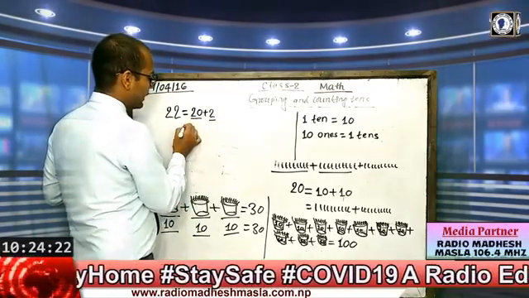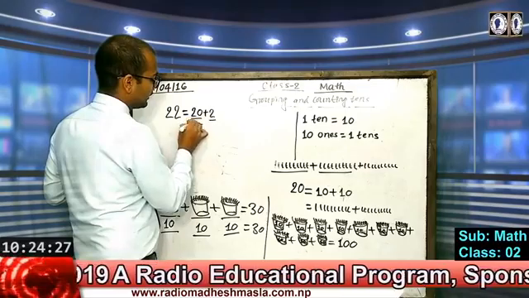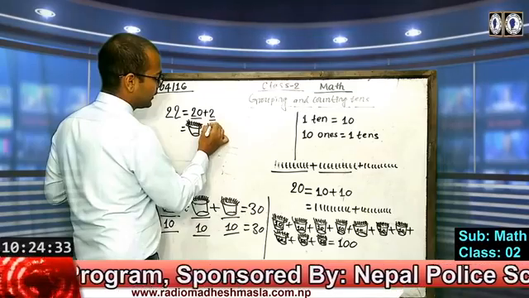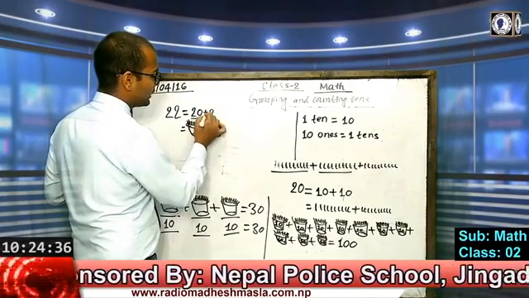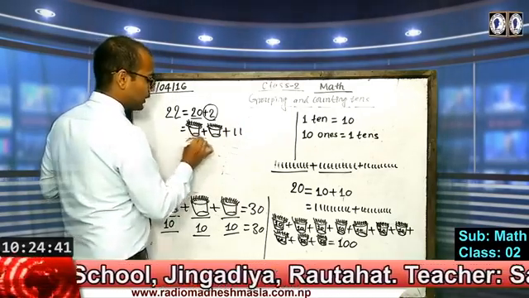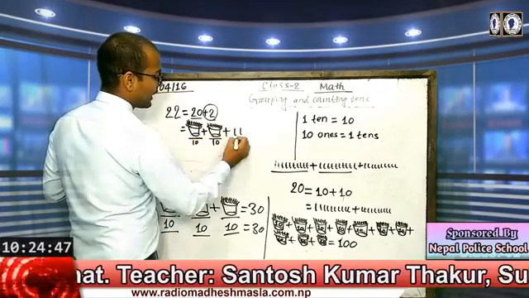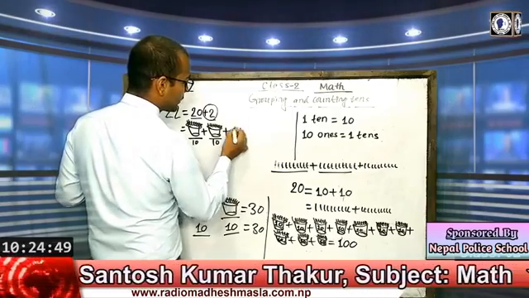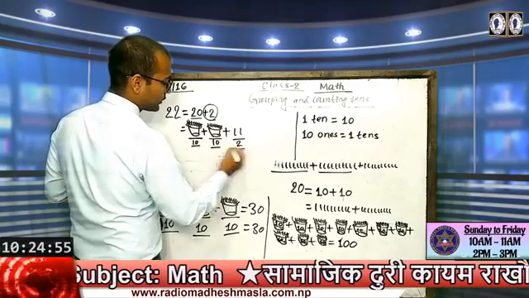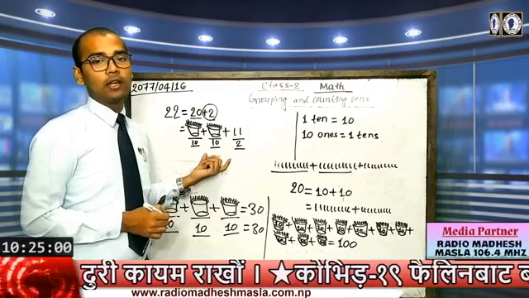1 bunch is 1 2 3 4 5 6 7 8 9 10, plus another 10 means 2 bunches. Don't be confused. 20 means 2 bunches and there is plus 2. One bunch holds 10, another bunch holds 10, and the last one holds only 2. Altogether 10 plus 10 is 20 and plus 2 is 22. Students, don't be confused here. We can count the number in this way.